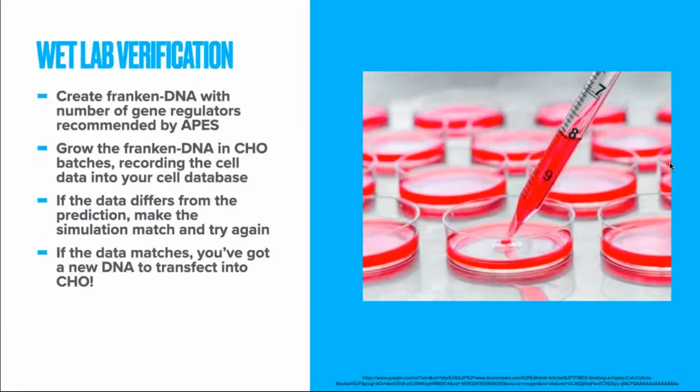So the wet lab verification works very much the same as in brewing the hoppy beer. You create Franken DNA with the number of gene regulators recommended by the automatic recommendation tool, or APES, depends on whether you want to take the big or small view of it. You grow the Franken DNA in Chinese hamster ovaries. This is a common cell line that we use for this kind of work. Recording the cell data into your cell database, and if the data differs from the prediction, right, you are going to have to make that model match and try again. If the data matches, you've got new data to transfect.